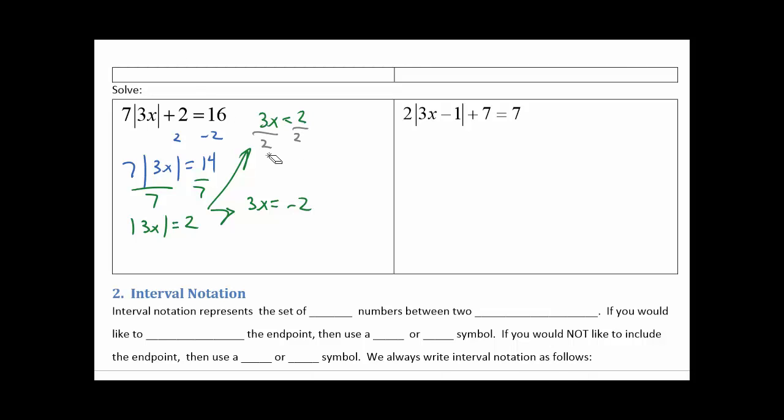And then, oops, divide by 2. What was I doing? Divide by 3 in both cases. And so the two solutions I get are 2/3 and negative 2/3.